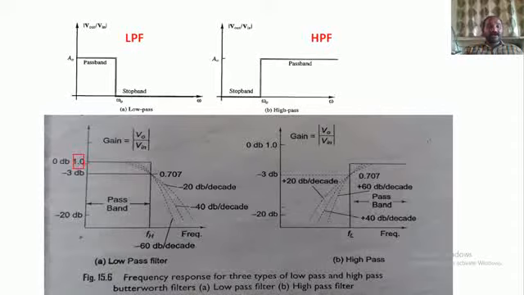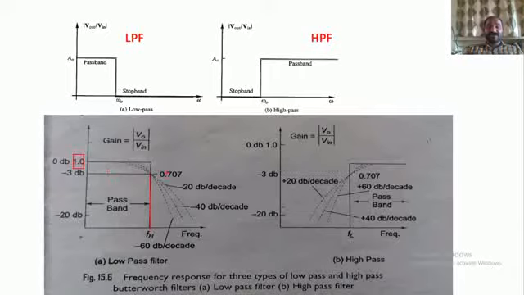At what point does this AF value reduce by 3 decibels? At what point does this AF value reduce by 3 decibels? That point is taken as a cutoff frequency. Okay, now, this is the cutoff frequency of your low pass filter. On this x-axis we have FH. This is the cutoff frequency of your low pass filter. Clear?